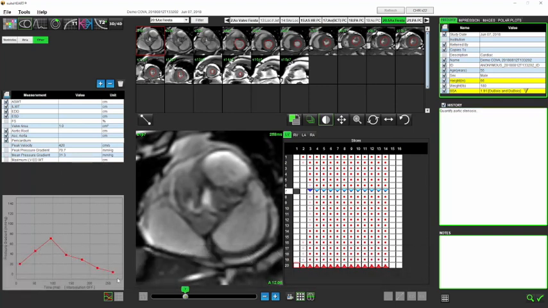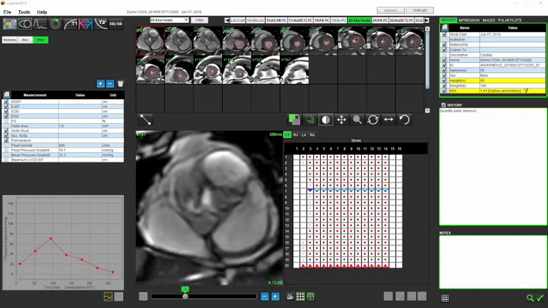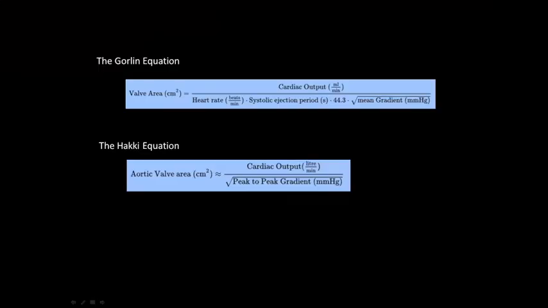And here's that pressure gradient again right there. Now some of you may be asking, how did we do this? How did we calculate the pressure gradient without any velocity information? And you can see that right here. There are equations that are well known and used by the cath lab community to calculate valve areas. And it turns out with MRI, since we can measure the valve area so nicely with planimetry, we can use these equations in reverse, if you will, to calculate what the instantaneous pressure gradient is across the valve.